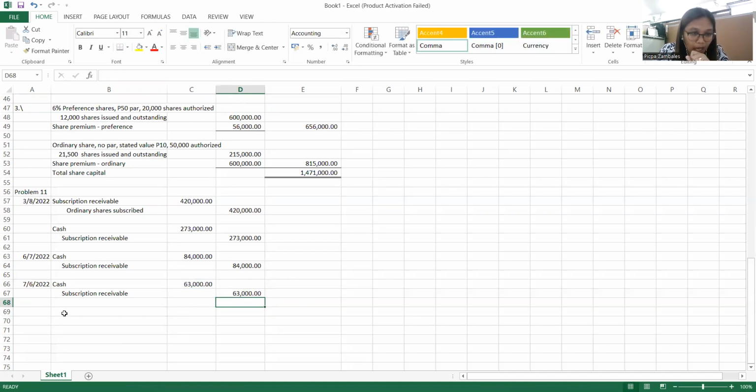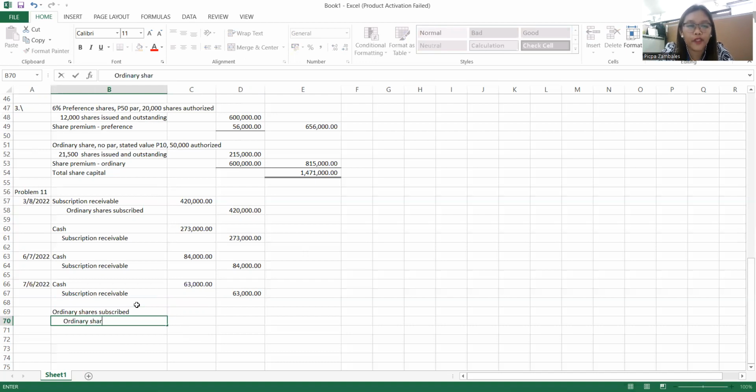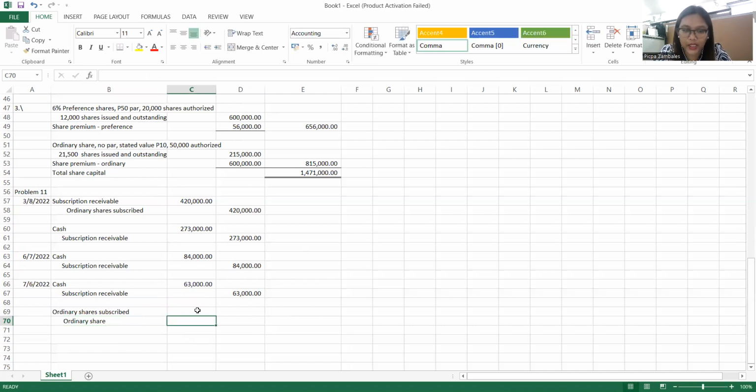And also, as of this date, bayad na siya lahat, right? So the subscription receivable was already closed. So let's close the ordinary shares subscribed. And let's record now the issuance of the ordinary shares of 420,000.